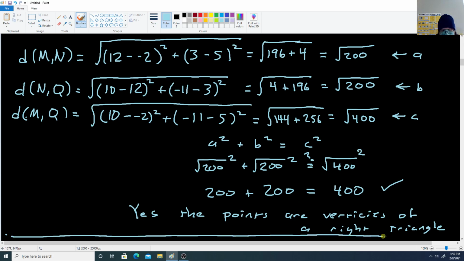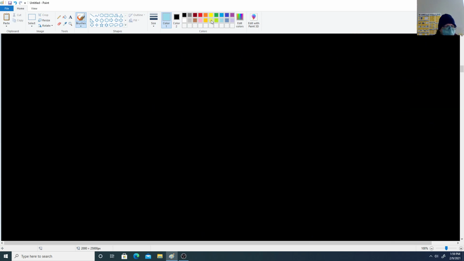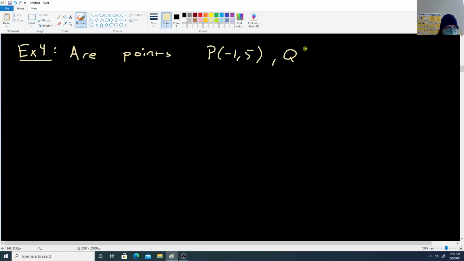So that wraps up that one. They're going to have us do a second problem that will be very similar. We're going to be asked, are a collection of points collinear, which means that they all follow along a straight line. So this is example 4 from your textbook. So we're going to say are points P, which is negative 1, 5, Q, which will be 2, negative 4, and R, which will be 4, negative 10.